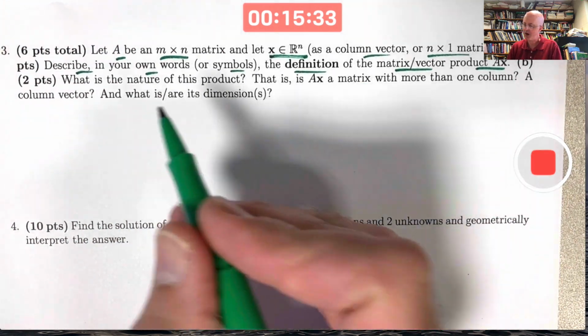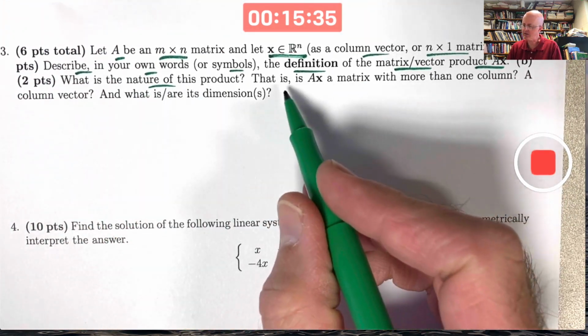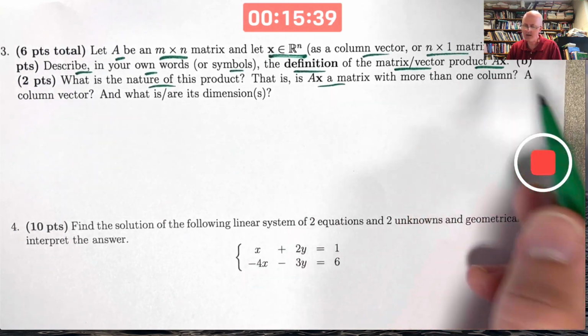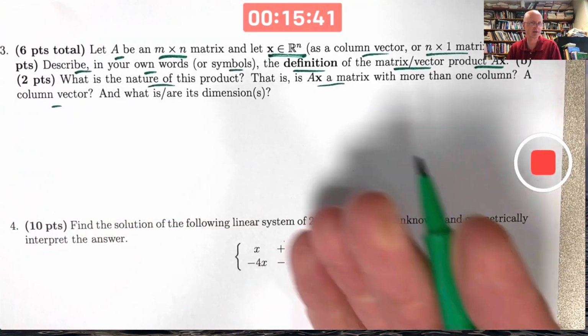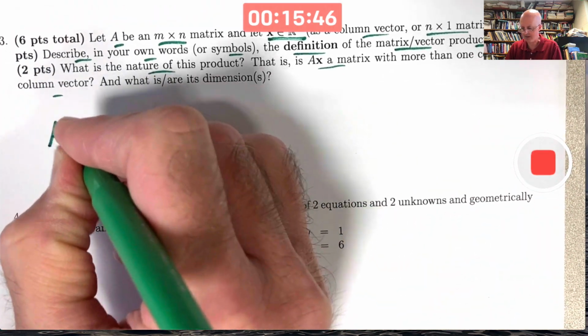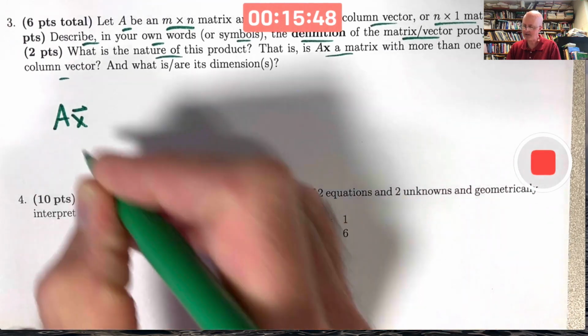Okay. Part B, what is the nature of this product? In other words, is A times x a matrix with more than one column, or is it a column vector? What are its dimensions? That kind of thing. Okay. Here's a nice way to think about it. So you got A times x there.